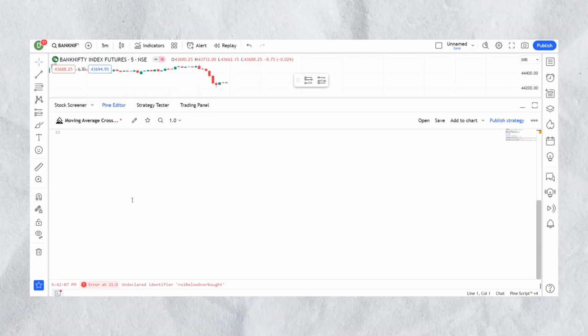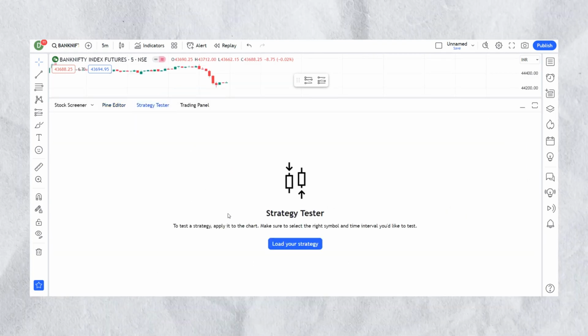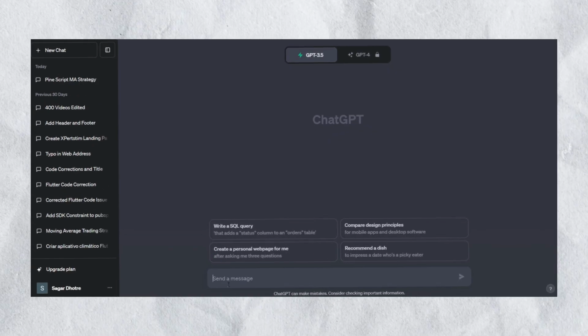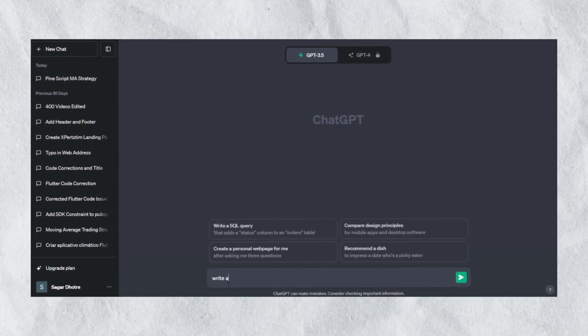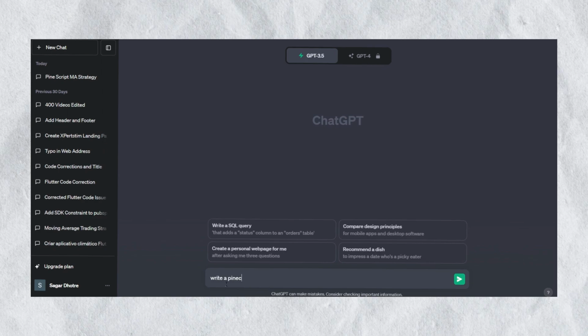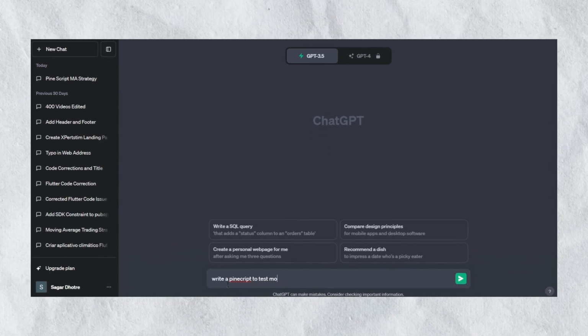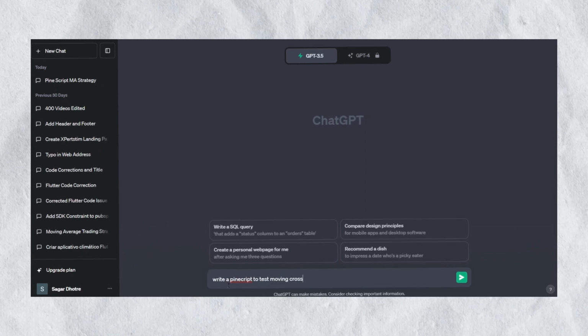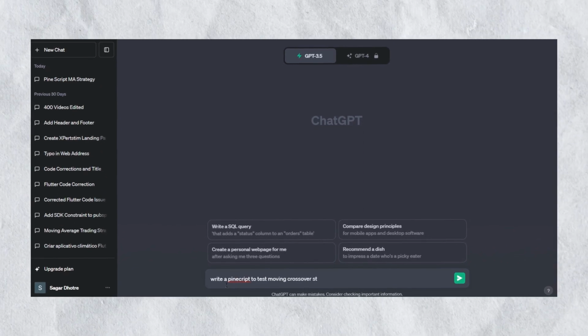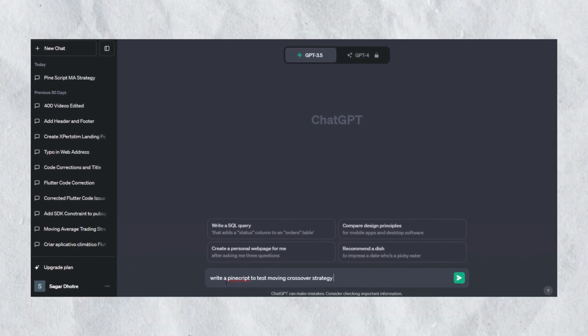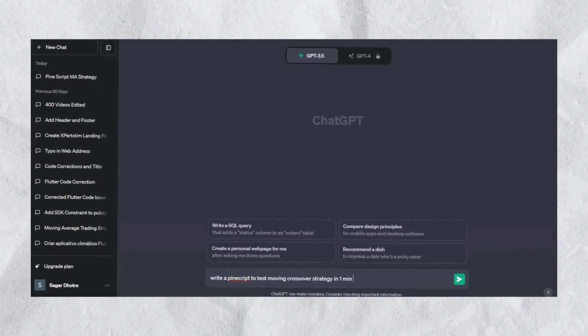Now let's explore the Pine Editor and strategy tester options. Usually, to test a strategy you will need to create code in advance using Pine Editor. For example, if you want to test a top-notch moving average crossover strategy, you will have to write the complete code for it. However, with ChatGPT you can give commands and it will do the work for you. You can even write code directly from here.